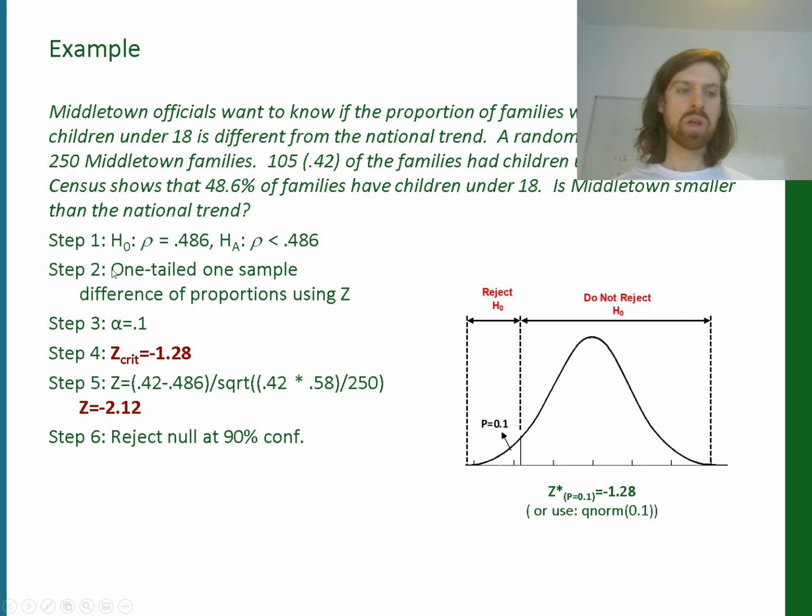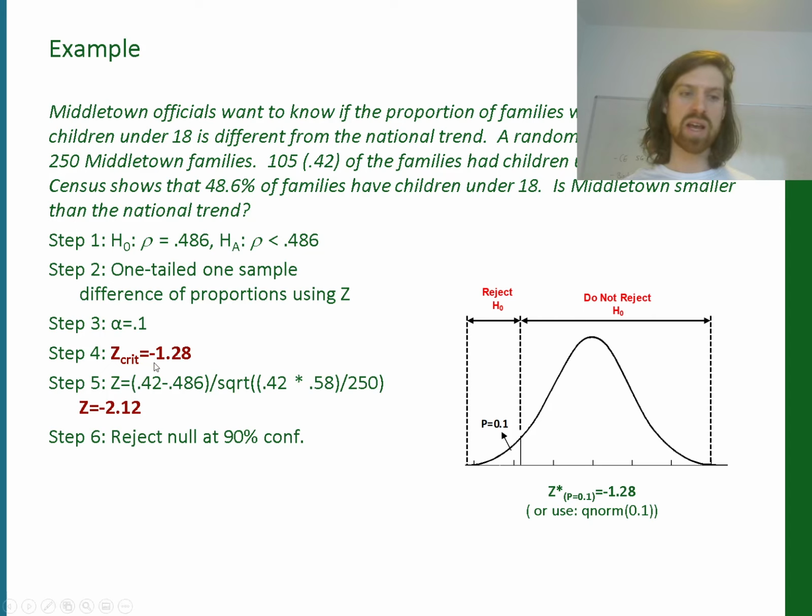Okay. So we're going to use the one-tailed one-sample difference of proportions using Z. And then essentially we're going to use an alpha value of 0.1 here. So we're willing to accept a 10% error margin, but we also want to be, as a consequence, 90% certain that the conclusion that we reach if we reject the null hypothesis is actually true.